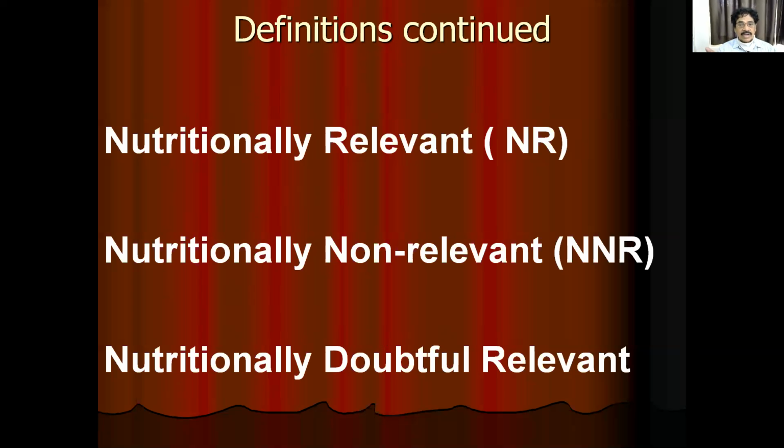And for nutritionally doubtful relevance, there are some diseases where the nutritional link is not proved. So broadly speaking, as far as nutritional disorders are concerned, there are three types: nutritionally relevant, nutritionally non-relevant, and nutritionally doubtful. For instance, tuberculosis: is it a nutritionally relevant disease? Yes. When you are not eating properly, your immunological status is compromised, so you get tuberculosis when you are undernourished. Okay, so these are the three important types of nutritional disorders.